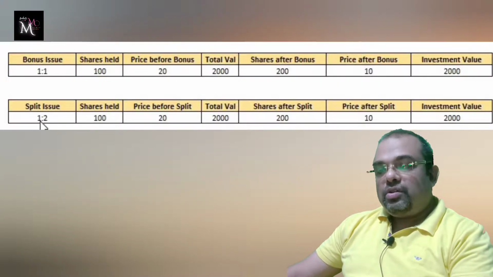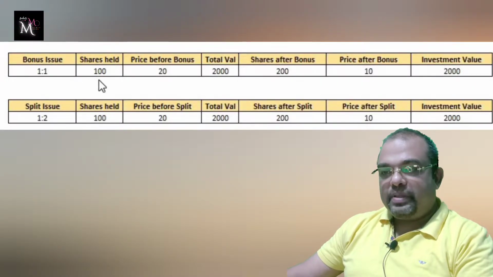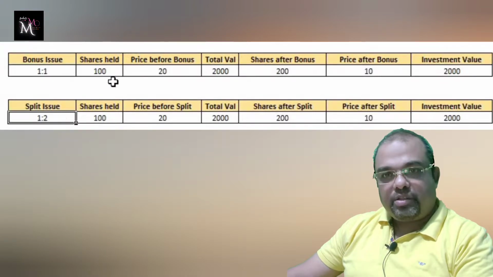So let's try and understand the bonus and split by a very small illustration. We'll take you to the Excel and we'll try and see how bonus is different from split and how they are very much similar and yet different. So here you see the table on top represents a bonus issue and the table here represents a split issue.